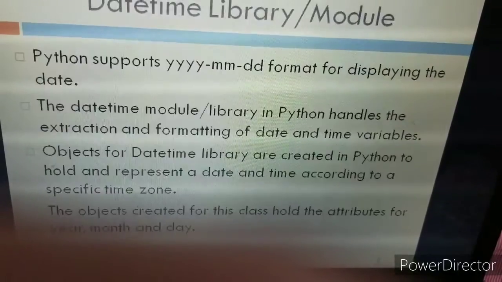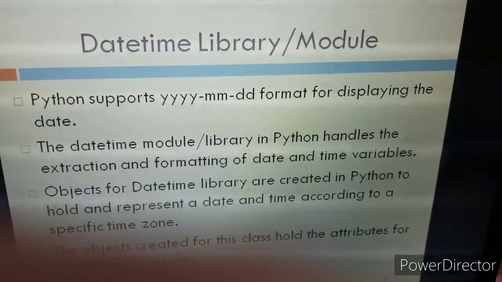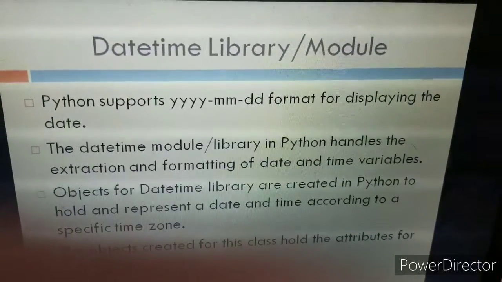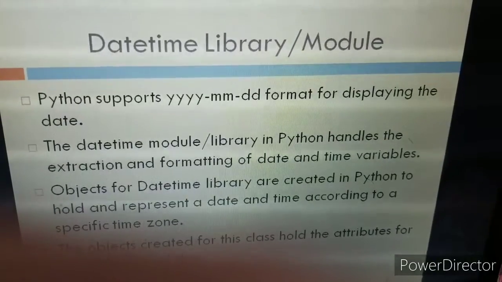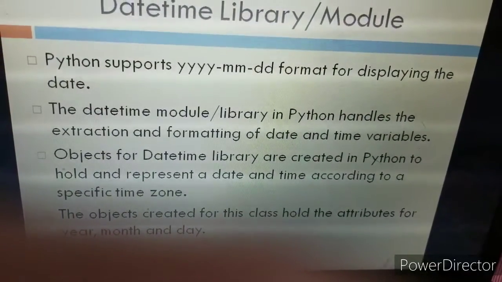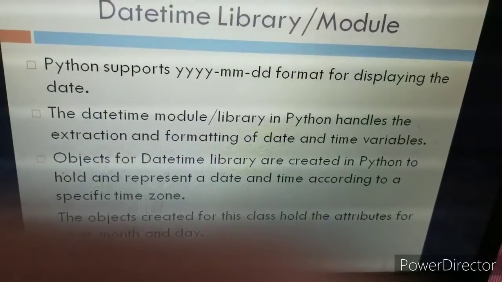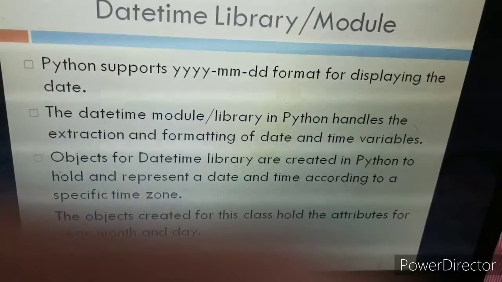Let's move to the next module. We have the date and time library or date and time module. As the name suggests, it deals with date and time by using the date class. And we know that Python supports date in the form of 8 digits, that is 4 digits for the year in the starting, then 2 digits for the month, and 2 digits for the date.